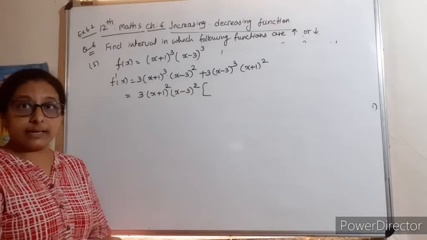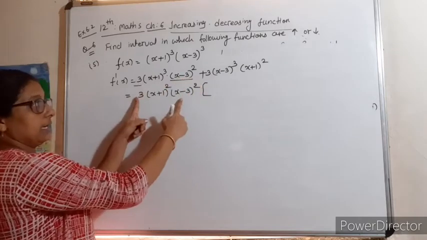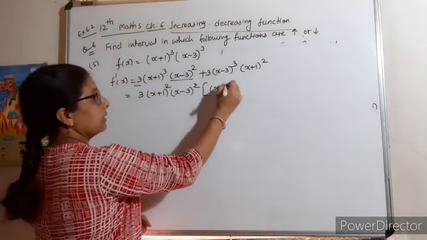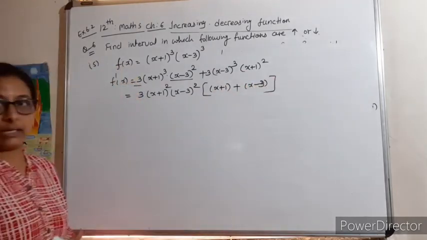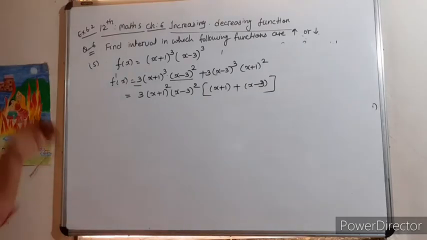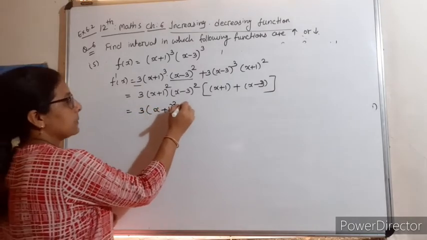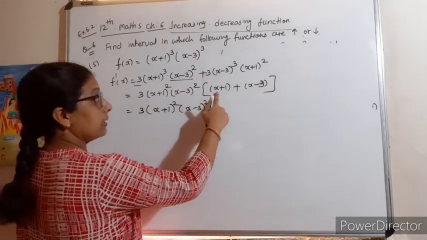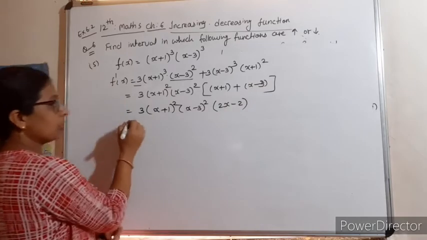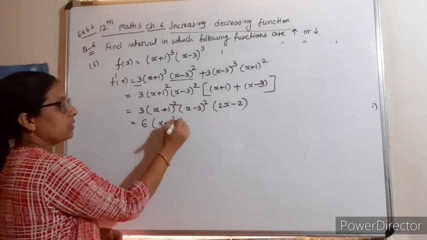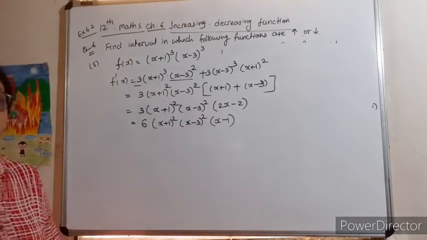Now it is equal to 3 x plus 1 x minus 3 whole square. दोनों में से हम constant ले लेंगे, x minus 3 whole square, x plus 1 whole square. अगर ये और ये तो कॉमन निकल गया, from 3 what is it remaining, x plus 1, यहाँ बाकी रहेगा x minus 3 is remaining. Okay, so what is now 3 x plus 1 x minus 3, and here x plus x, 2x minus 2. So we'll take 2 common, 6 x plus 1 whole square x minus 3 whole square x minus 1. This is our f dash x.